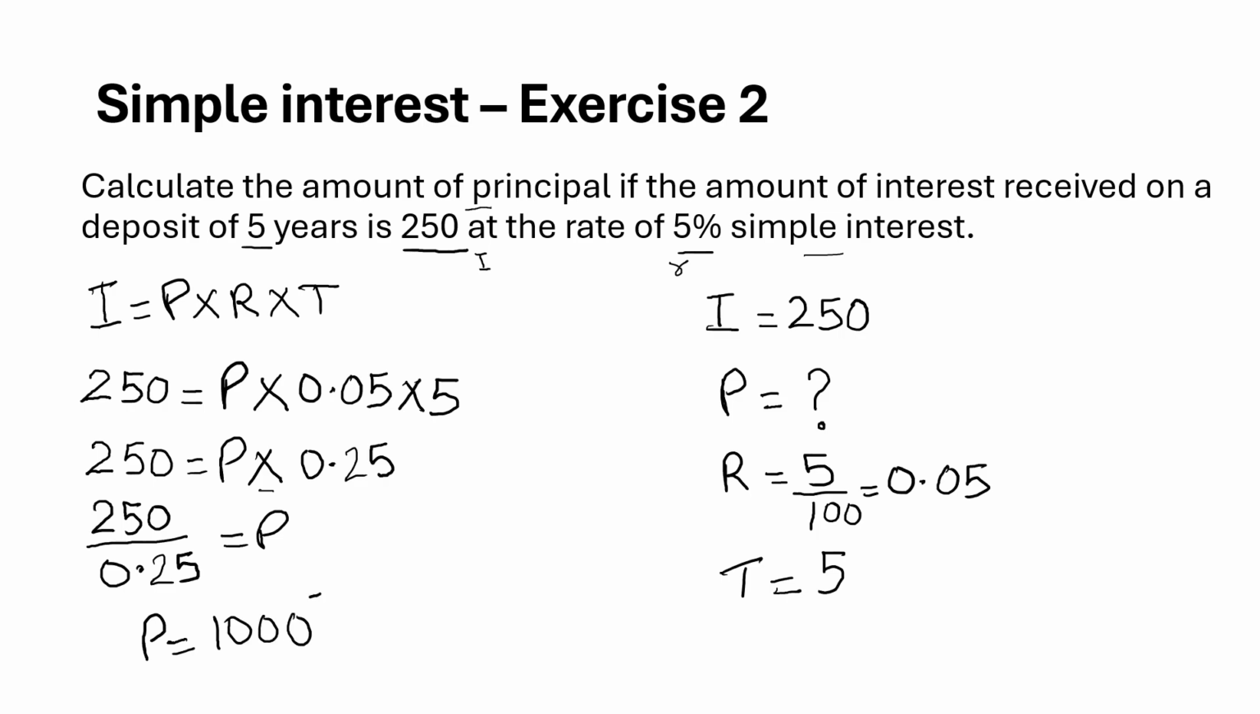So what is the amount deposited? The amount deposited into the bank is 1000. In the first two questions which we have solved, I was not given. We calculated I. But in this question, we calculated P. This is how to calculate the principal amount when the amount of interest, the rate of interest and the time period are given. Okay. Now we will move on to the next calculation.